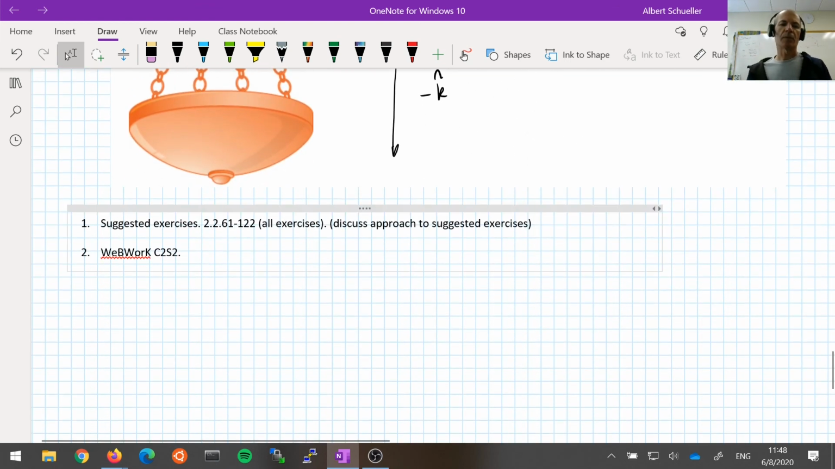Okay, to wrap up, the suggested exercises. Since we're doing all the objectives in this section, all of the exercises are kind of fair game. I meant to do this last time, but I want to talk a little bit about it this time. When you have a whole bunch of exercises like this, how are you to approach this? Are you supposed to do all of them? Honestly, the short answer is no. So then if I'm not supposed to do all of them, which ones am I supposed to do?